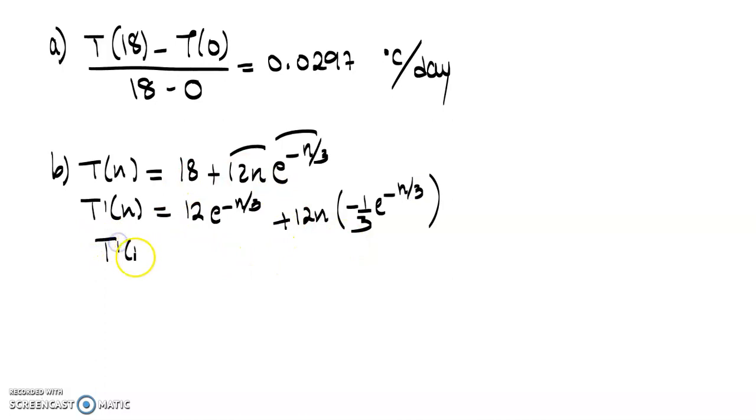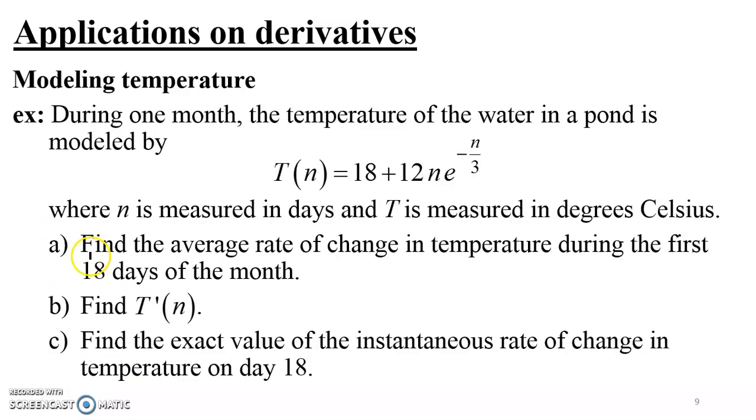Now simplifying that, 12 over negative 3, that's a negative 4n e to the negative n over 3. So that is our derivative function for the temperature model.